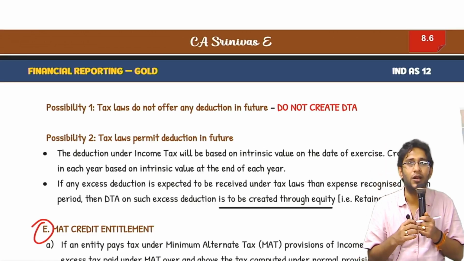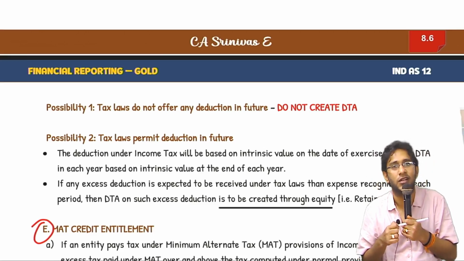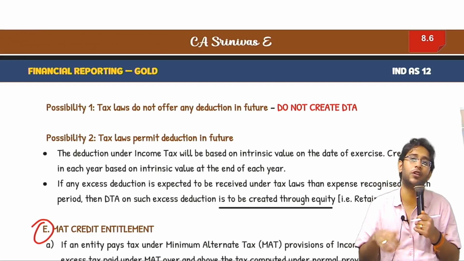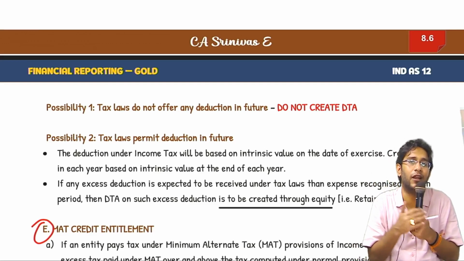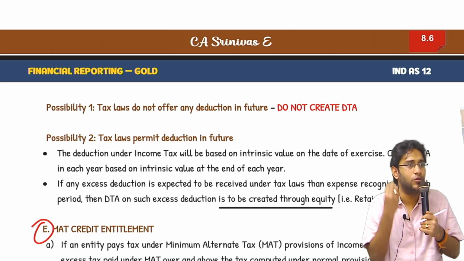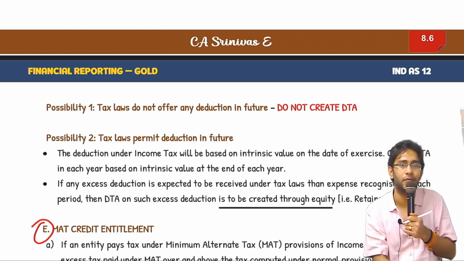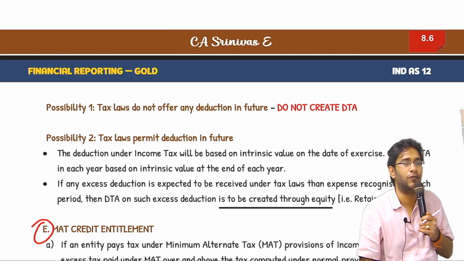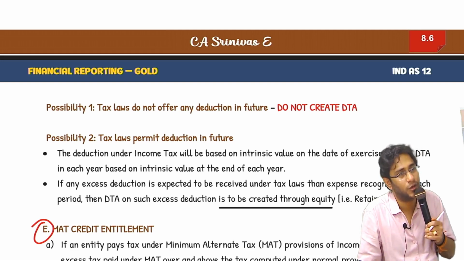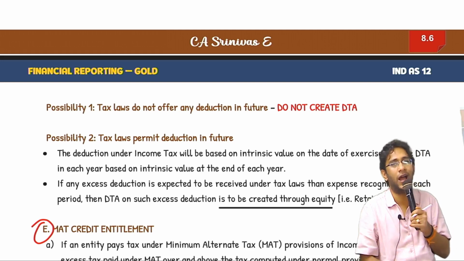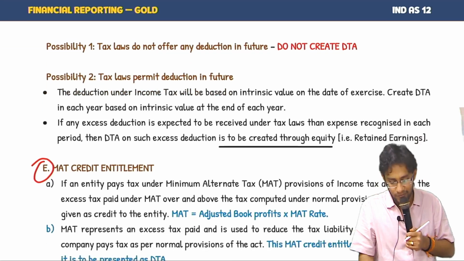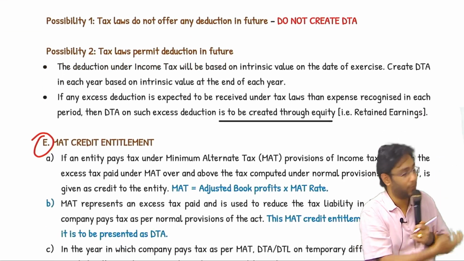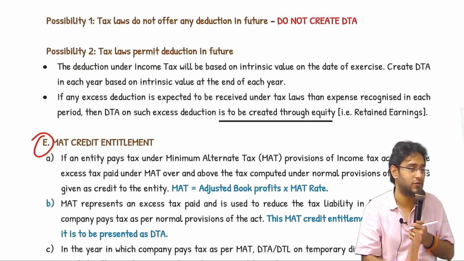Sir, in our country the Income Tax Act is very strict. Now they are disallowing, and future also they will disallow, it seems. They will never allow. This is the easiest case, which will never come in the exam. Disallowed, and in future also never allowed. And will you ever pay lower tax in future? No. So there is no DTA. Simple. Such a case will not come, sir. That's why do not create it. That is possibility 1. Possibility 2 is this.